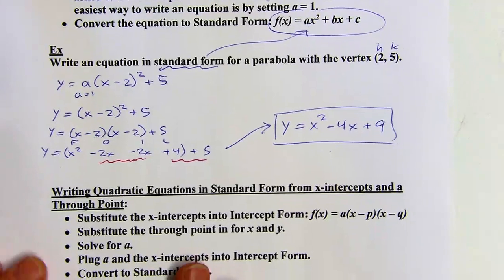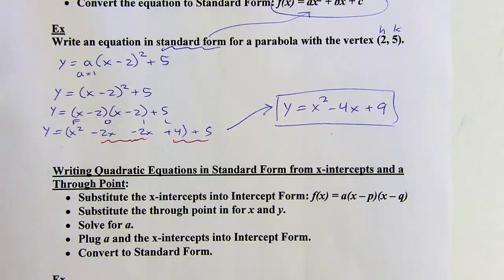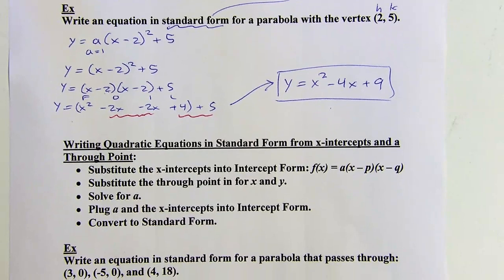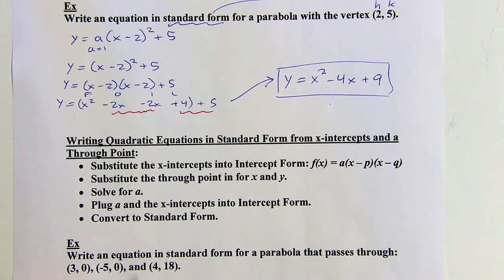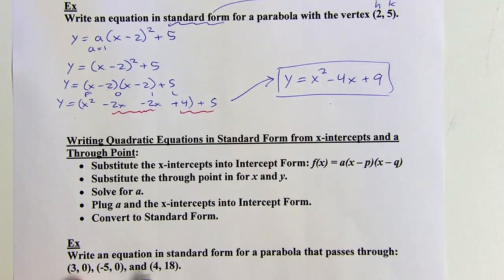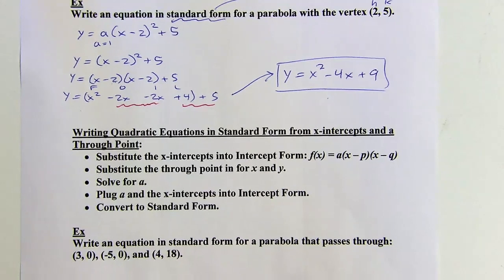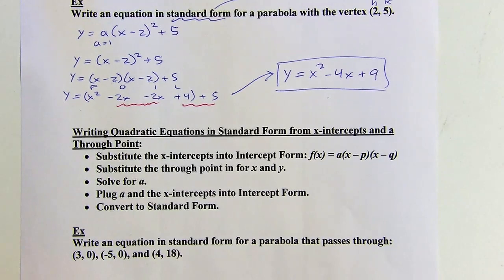This is a different type of problem here because we have different given info. If you look at this problem, we don't necessarily have the vertex. We're not told that any of these are the vertex, but we do have two x-intercepts and a through point. So let's talk about the x-intercepts. We're given these three. It doesn't tell me which two are x-intercepts, so I've got to figure that out.